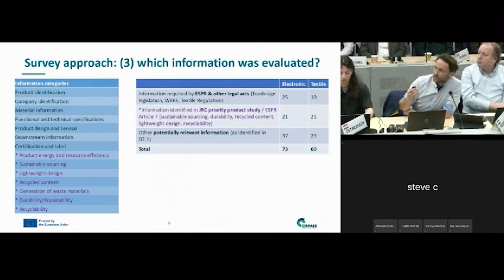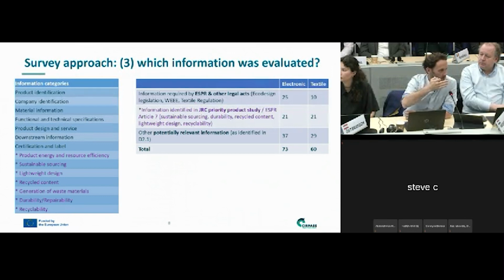Here, to give you a little flavor of the information categories, first I want to highlight the information in purple and with a little star there. These are the information categories from the JRC Priority Product Group study. You probably know them, and they're also more or less included in the ESPR. And the other ones are the information categories that we use. You also saw some from the battery pass project. They use slightly different categories, but this is the system that we use.